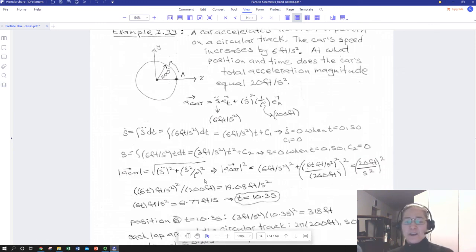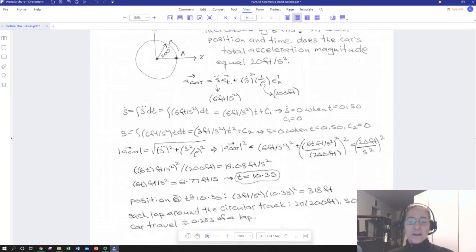We're saying that has to be 20 feet per second squared, and we're going to end up having a time-dependent term in one of them. Here we have the 6t, so we can just write this and solve algebraically at what t does this sum equal the 20 feet per second squared. We get 10.3 seconds, and then we can back substitute that into our expression for S and say, yea, verily, it will have had to have traveled 318 feet, which is about a quarter of a lap around.